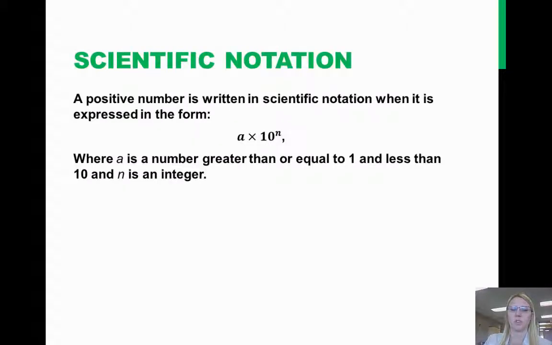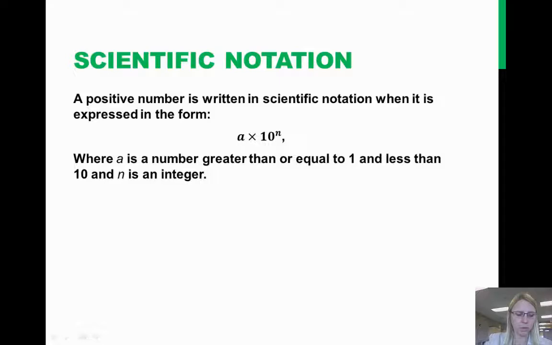So first of all, we need to remember what scientific notation is. It is a positive number written in this form. Notice it's a times 10 to the nth power, where a is a number greater than or equal to 1 and less than 10.